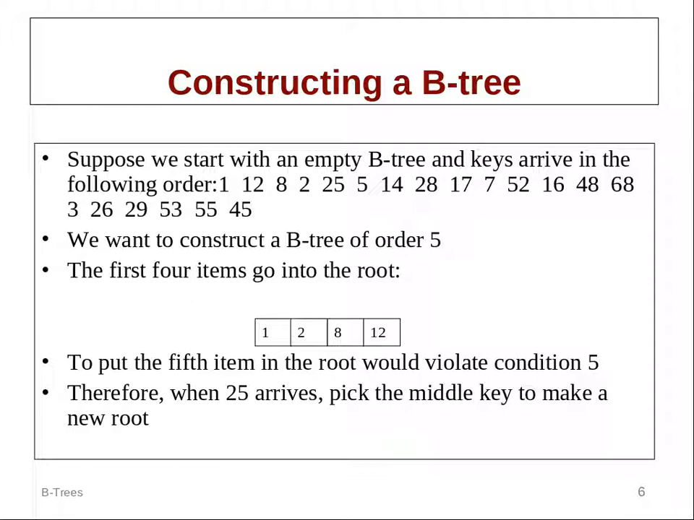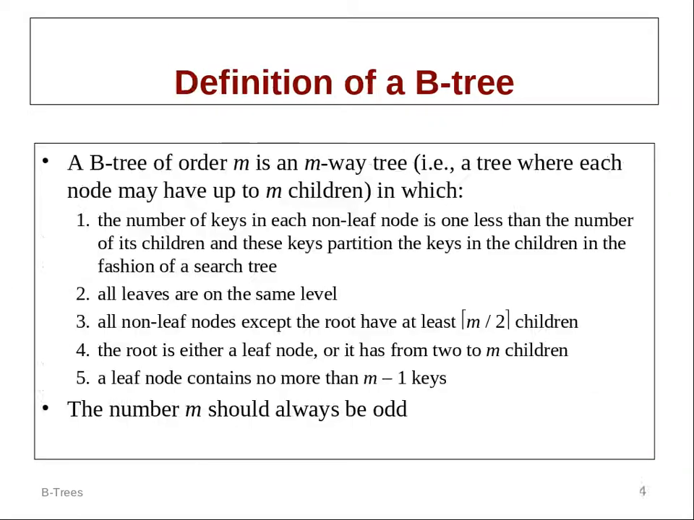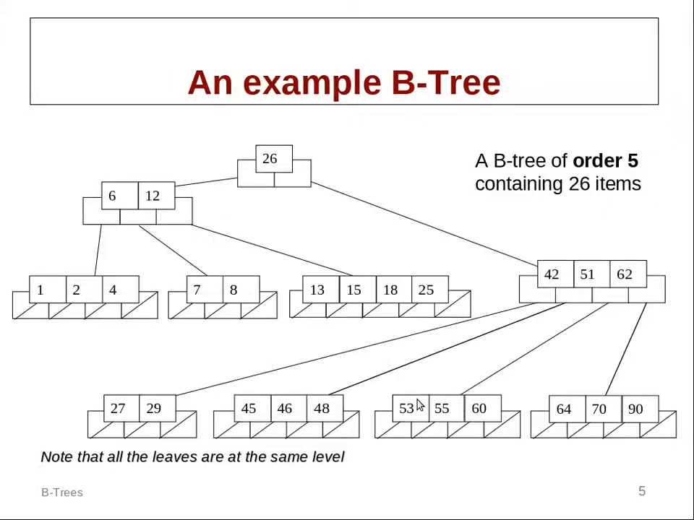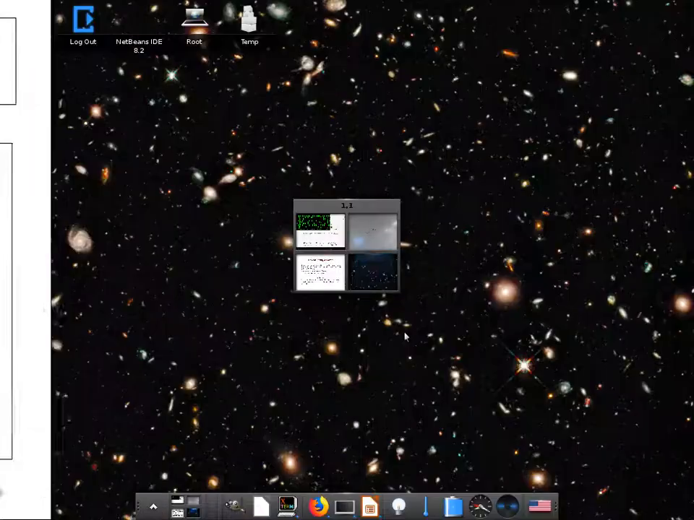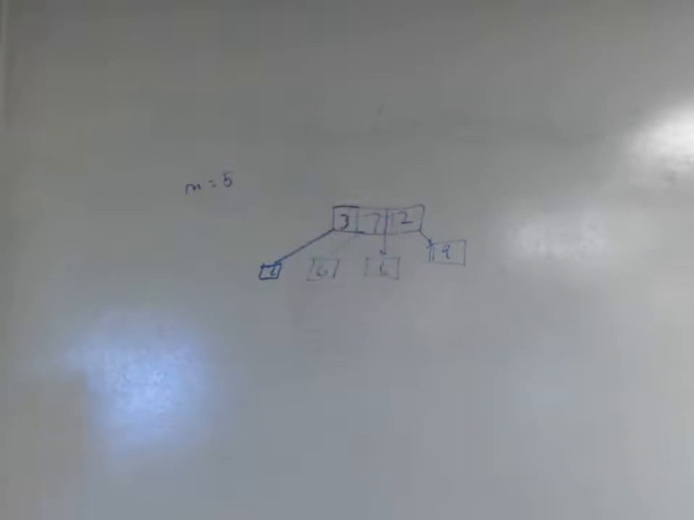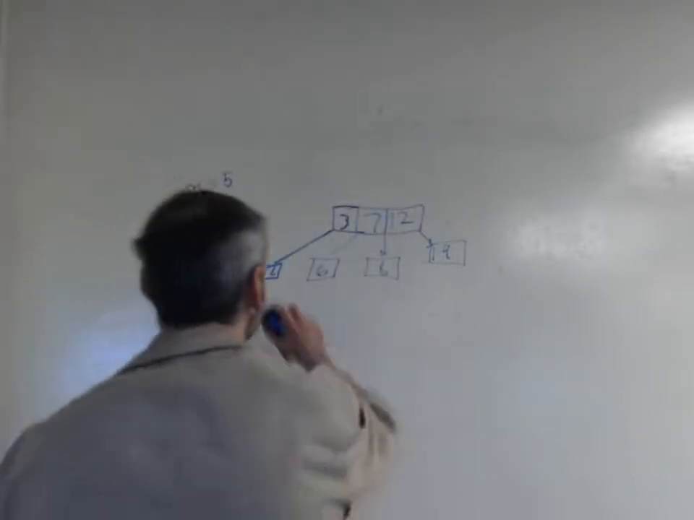All right, putting the 5th element would violate condition 5. What's condition 5? A leaf node contains no more than m-1 keys. So if we put 5 in there, it's not going to be allowed. What do we need to do? Let's go to the board and let's think about this.